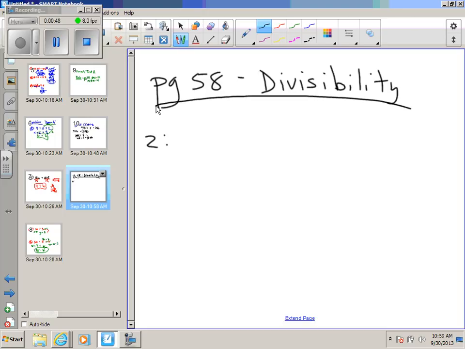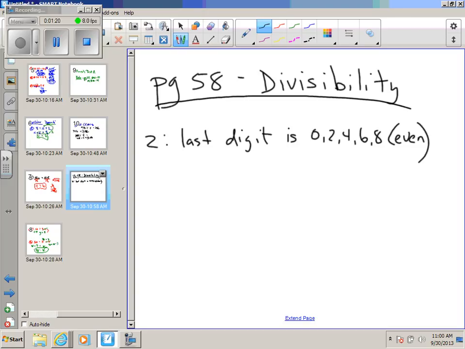How do I know if a number is divisible by 2? By looking at it. Frank? Last digit is 0, 2, 4, 6, or 8. And we usually call those even. Any even number is divisible by 2.